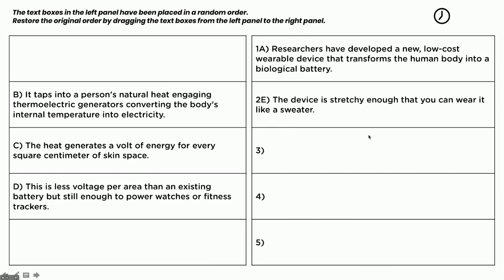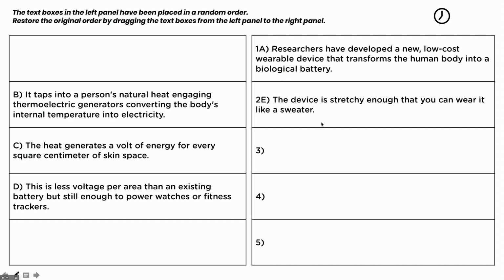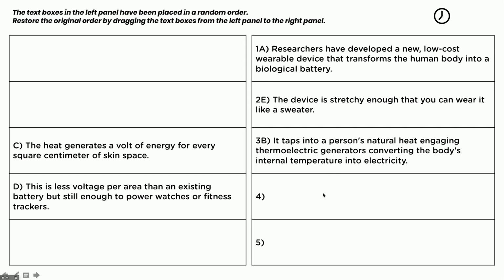So E is the best one here. The device is stretchy enough that you can wear it like a sweater. And if we just look back here, we can see a couple of interesting things: wear and sweater, and this is a wearable device. Okay, so next one up is "it", the device.